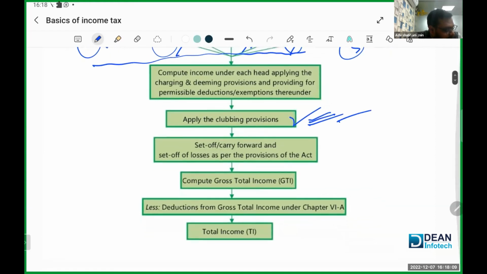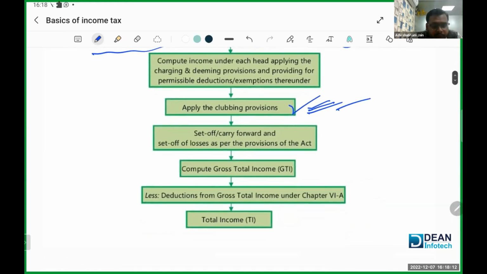The next step is set off and carry forward of losses. For example, if you had some kind of losses in your past years, those losses will be carried forward to the next years, and it depends on the scenario. Sometimes it is carried forward for 5 years, sometimes it can be carried forward for 8 years as well. So if you have any losses of past years, they are going to be set off from the income of this particular year, so we are going to set off or carry forward the losses of past years or this year in the next step.